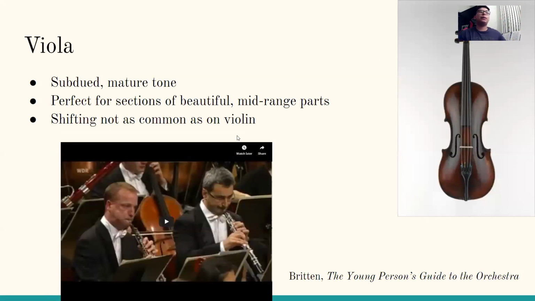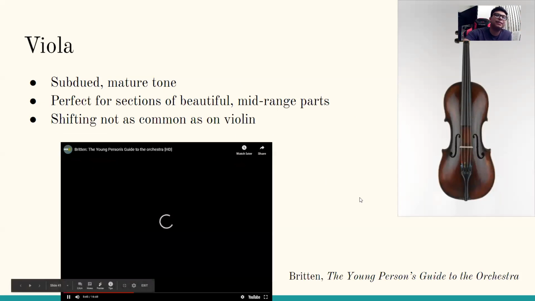The viola has a more subdued, mature tone. It hits lower pitches than the violin, and it's perfect for sections of beautiful mid-range parts. But one thing to note is that shifting isn't as common as it is on the violin, especially in intermediate playing. So be careful about going way too high on the viola. But it's totally doable. Viola is a great instrument, totally not biased.